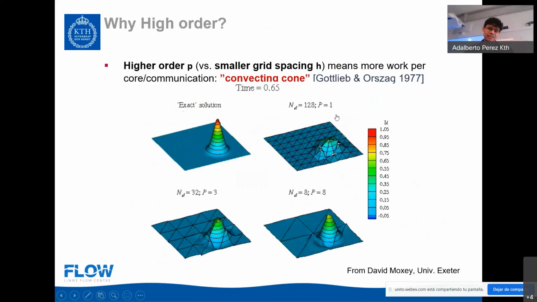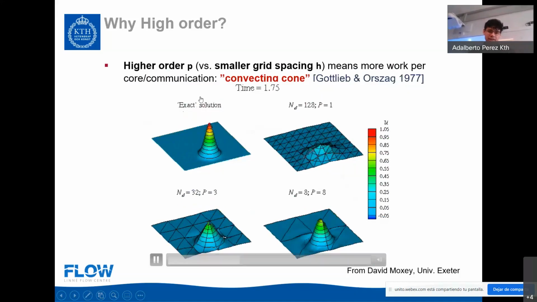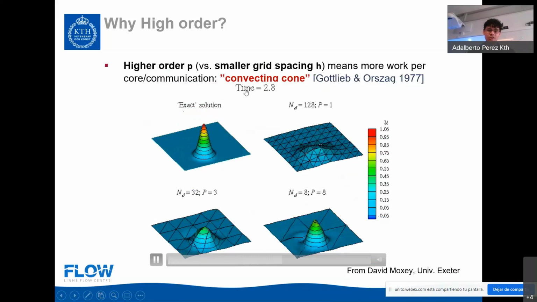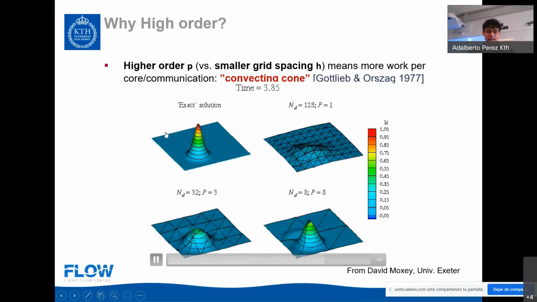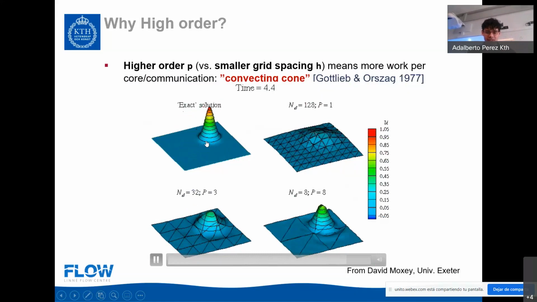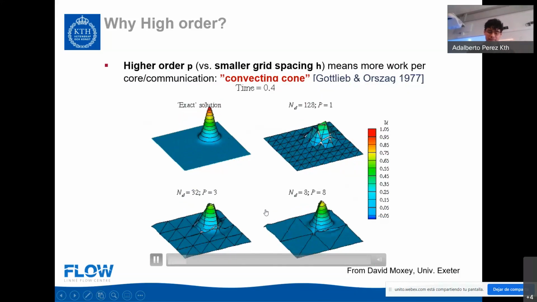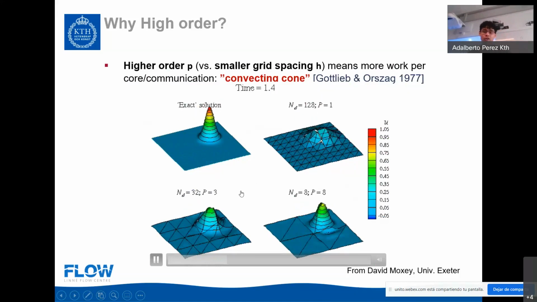And why high order? Why don't we just use finite element methods? Well, this aims to explain that. Here we see a case called a convecting cone. We see the exact solution on the top left, and we see how a solution by numerical methods looks for different orders.